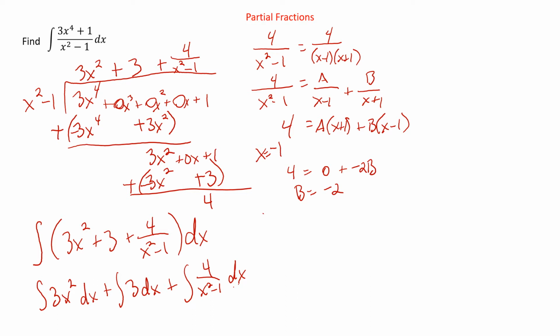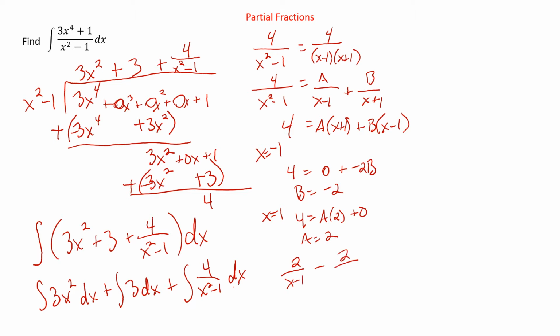And then we can let x equal positive 1. So 4 would equal a times 2, plus 0, so a equals positive 2. And so we get our split fractions will have 2 over x minus 1.